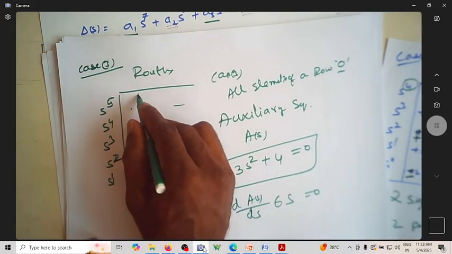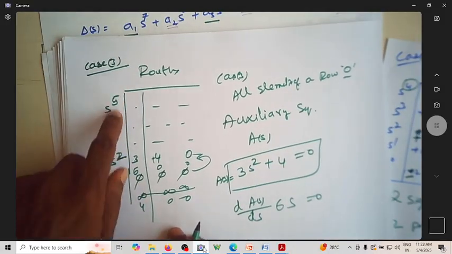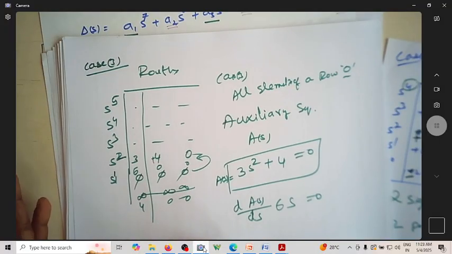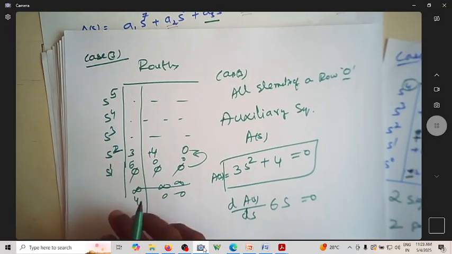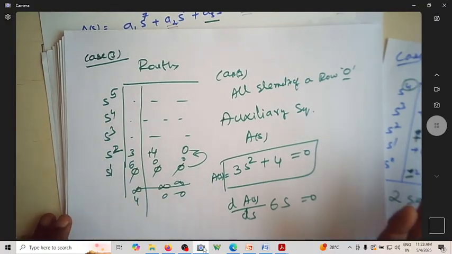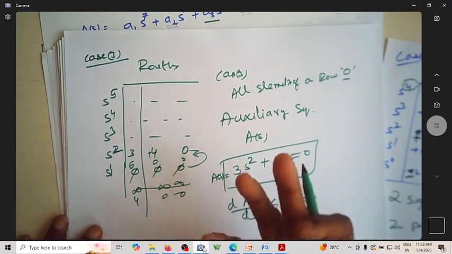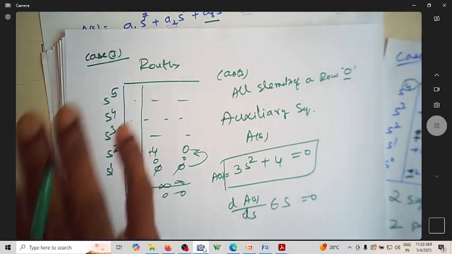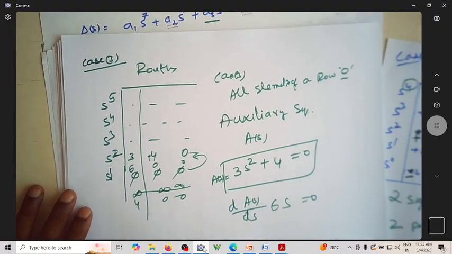Then you comment on the sign changes. If there are no sign changes, then all roots are on the left hand side. If there is one sign change, you say one root is on the right hand side. If there are two sign changes, then you say two roots are on the right hand side of the s-plane. So that's the third case.